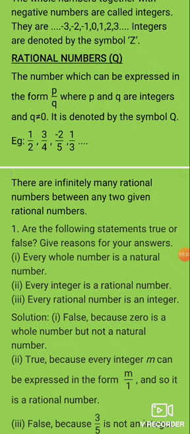Okay. Now the last one. Every rational number is an integer. It is wrong. Why? Because 3 by 5 minus 1 by 5 is a rational number, but that number is not an integer. Clear, students? So simple types of questions are there.